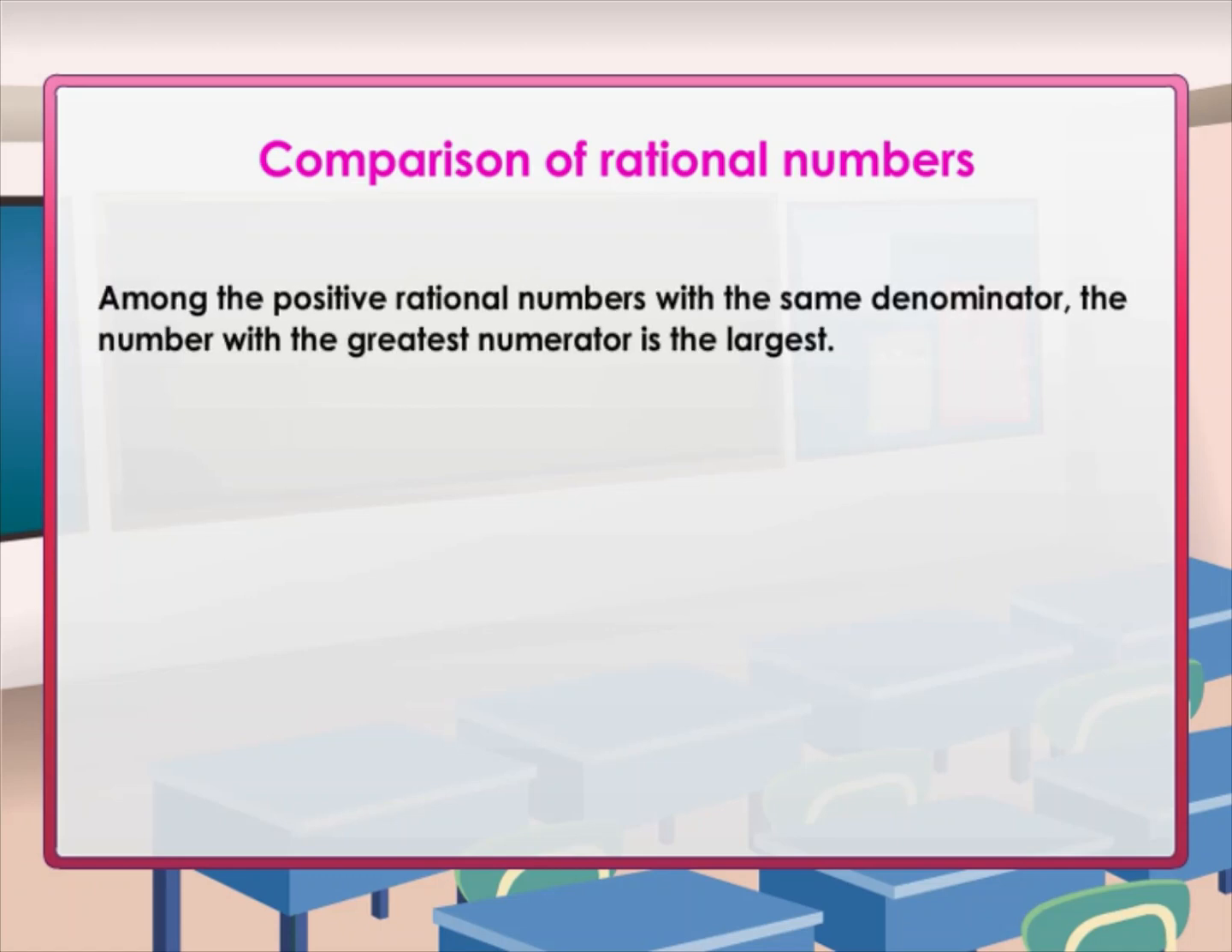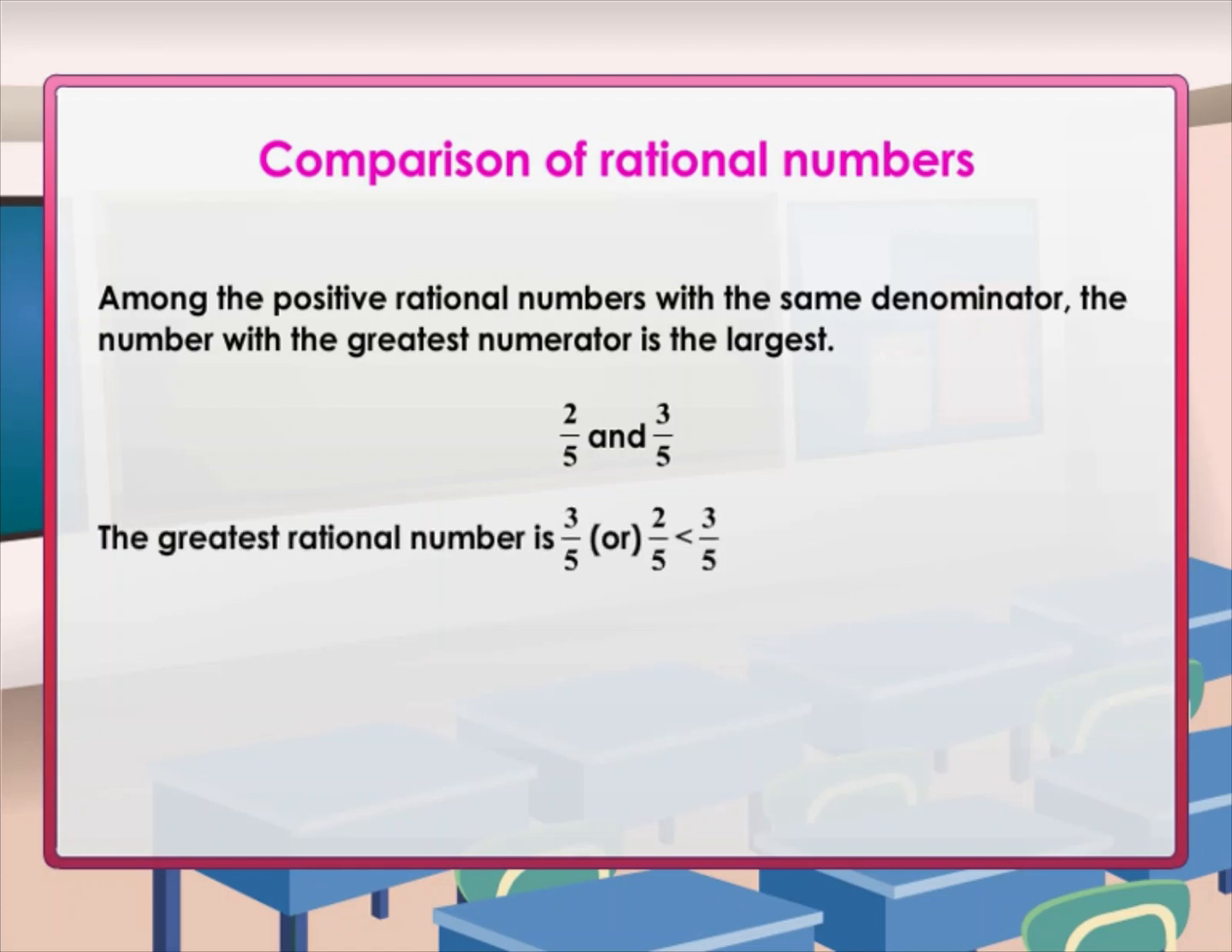Among the positive rational numbers with the same denominator, the number with the greatest numerator is the largest. It is easy to compare the rational numbers with the same denominators. Example, 2 by 5 and 3 by 5. Among these two rational numbers, the greatest numerator is 3. Hence, the greatest rational number is 3 by 5, or 2 by 5 is less than 3 by 5.